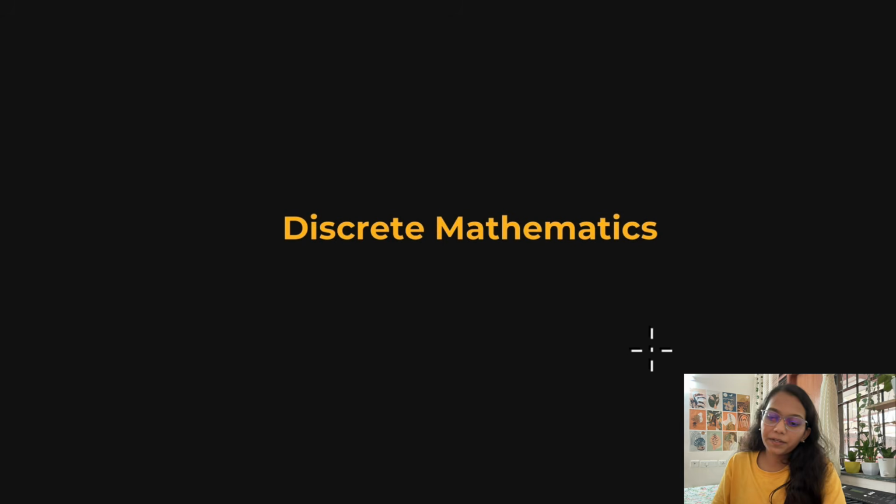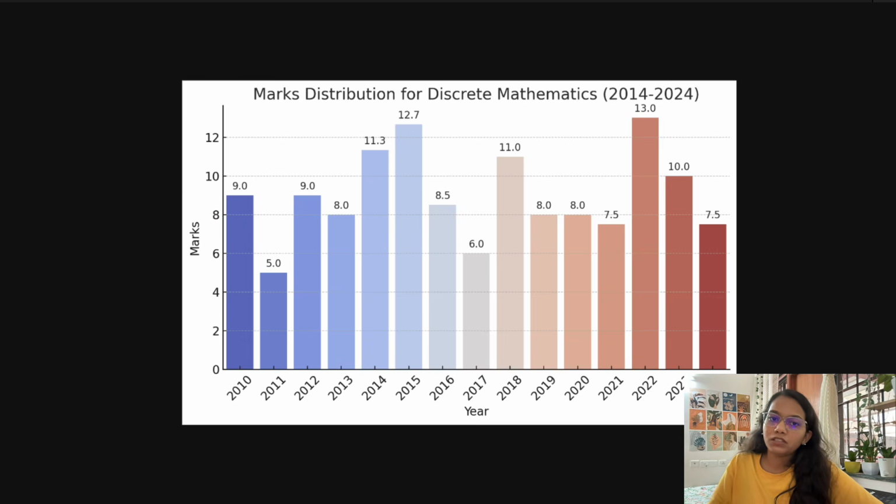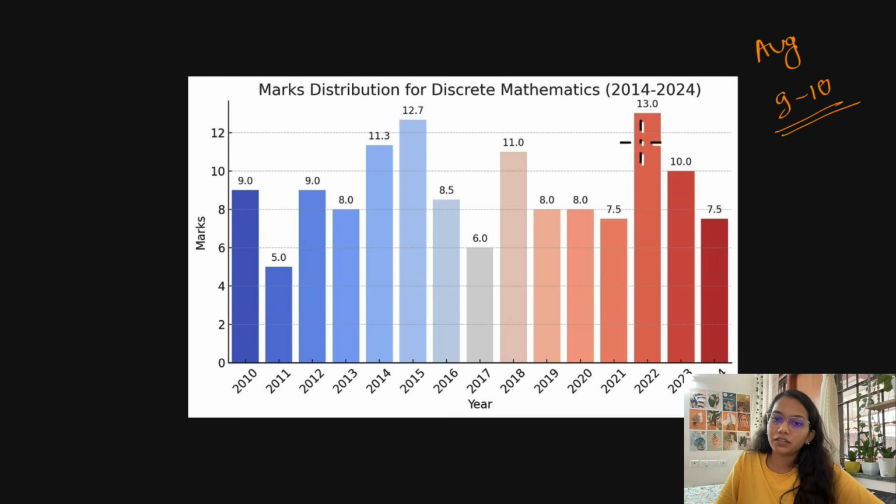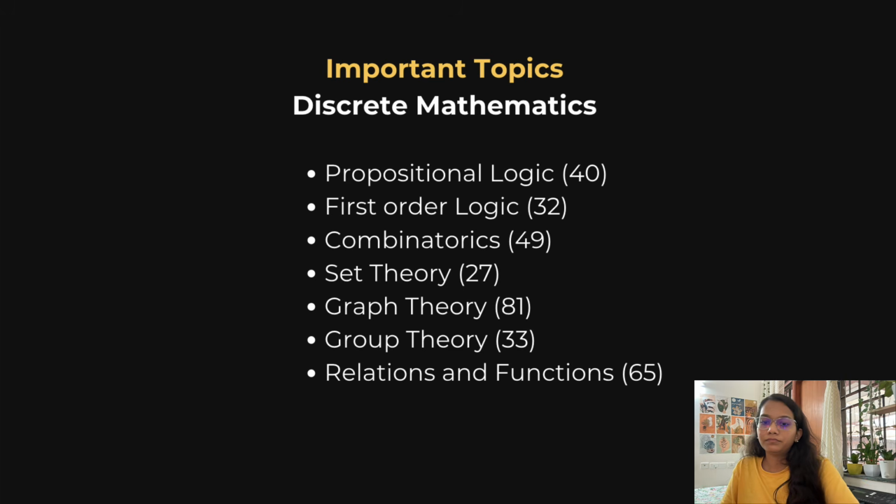The next is discrete mathematics. This is the marks distribution for discrete mathematics. You can see on an average each year 9 to 10 marks are there from discrete mathematics. In 2022 you can see the maximum marks, that is 13 marks, from discrete mathematics. These are the important topics of discrete mathematics. The first one is propositional logic.